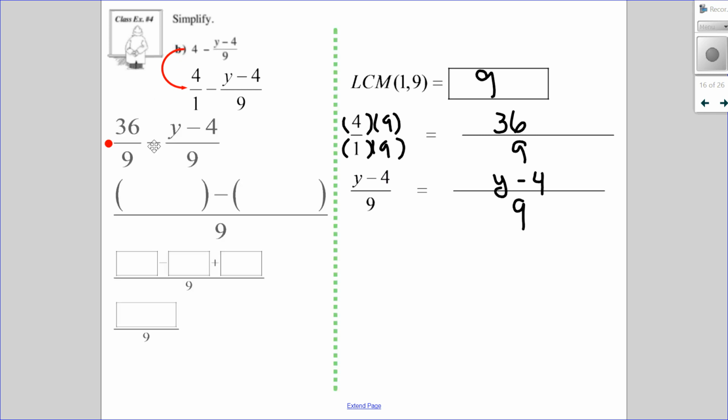So now I'm ready to subtract. Again, when you subtract, you place brackets around your entire numerator, and it's over the common denominator. The reason is because I want you to remember that you're not just subtracting a y, but you're subtracting a negative 4, which then becomes a positive 4. And then just group your like terms. So 36 plus 4 is 40, and that will be subtract y.